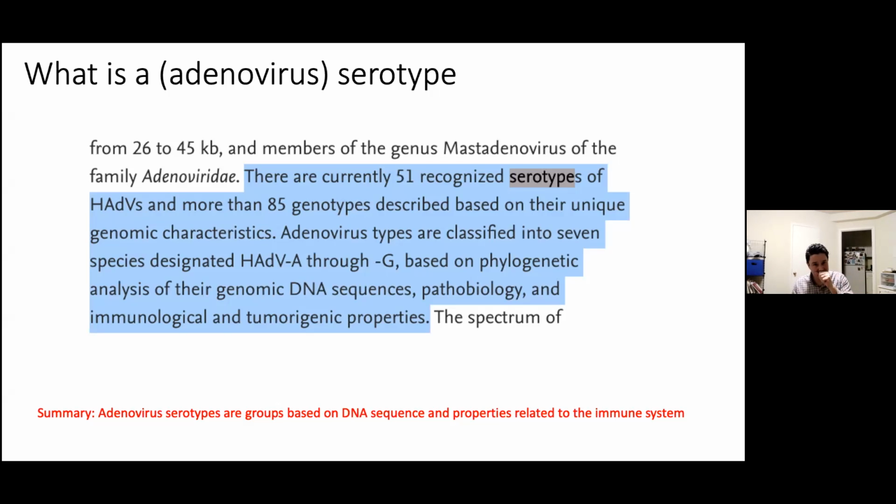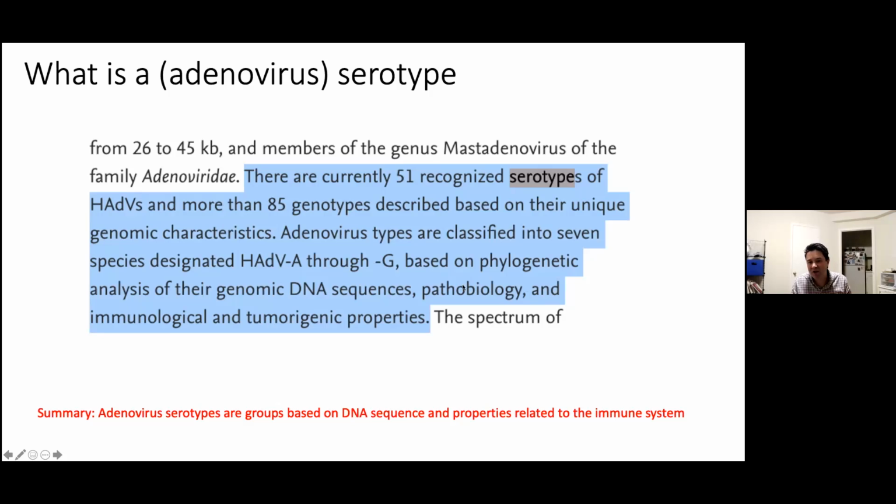Based on their analysis of their genomic DNA sequences. And we know what DNA is: pathobiology, an immunology word, and then tumorigenic properties. Because you don't have to become an expert on this, you just want to have a general idea of what a serotype is, I just narrow it down to a couple of things that make sense to me. So I don't exactly know what tumorigenic properties are, right? So I do know, but I'm putting myself in the mind of a 20-year-old.